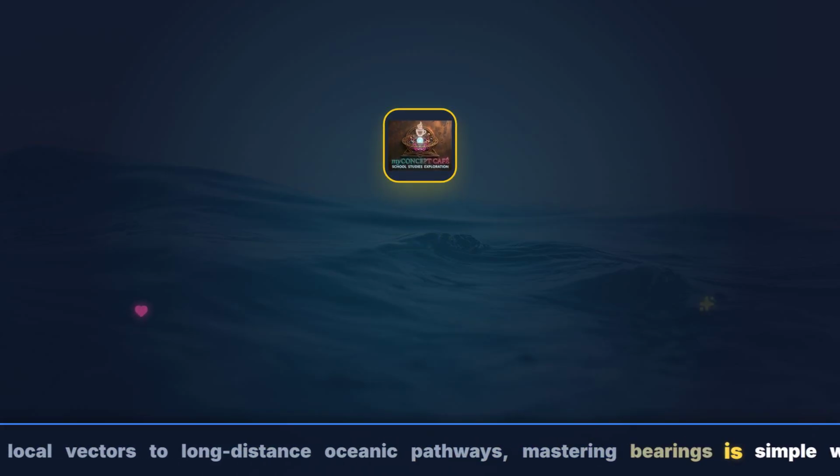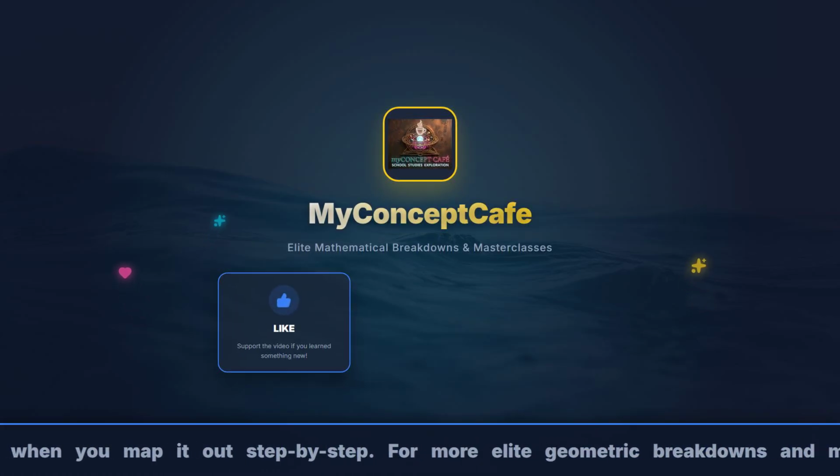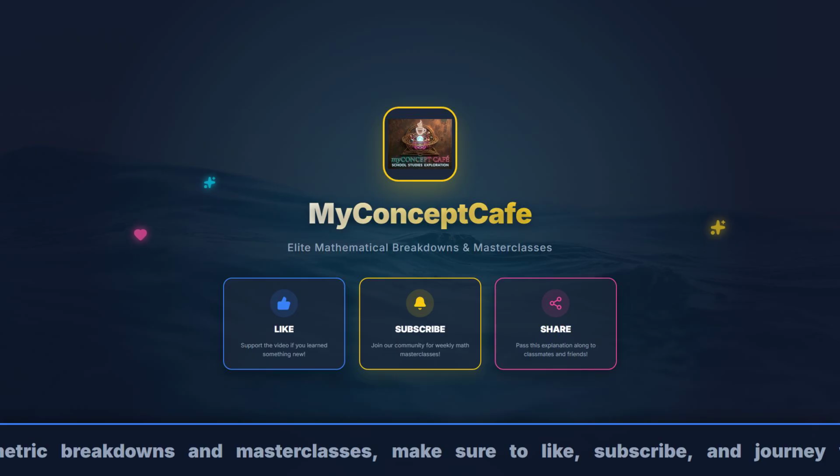From local vectors to long-distance oceanic pathways, mastering bearings is simple when you map it out step by step.